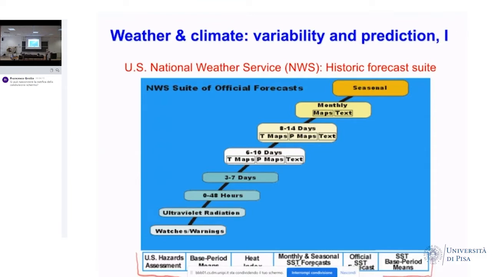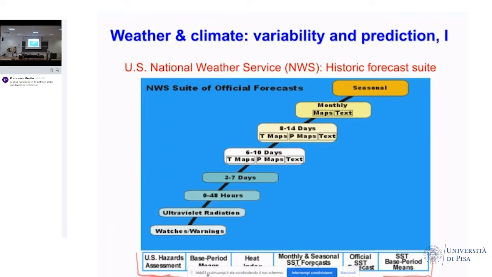And so, U.S. hazards assessment, watches, warnings. Tornadoes are very localized phenomena, but they can cause huge harm. So this is what's sometimes called nowcasting. You look at the weather and you say, oops, there's a tornado forming and it's going to hit my barn. It's going to give the wizard a box. See that movie, and if not, you should.